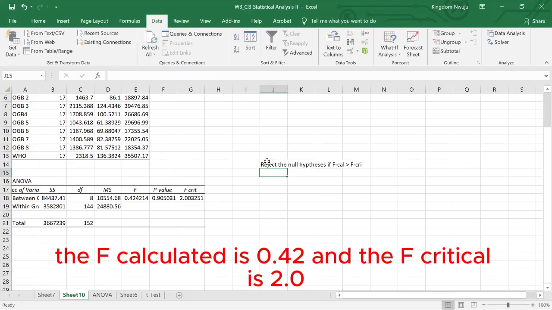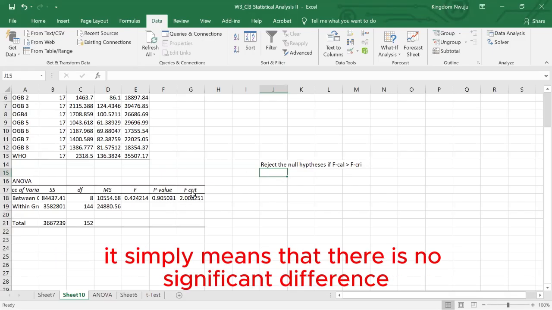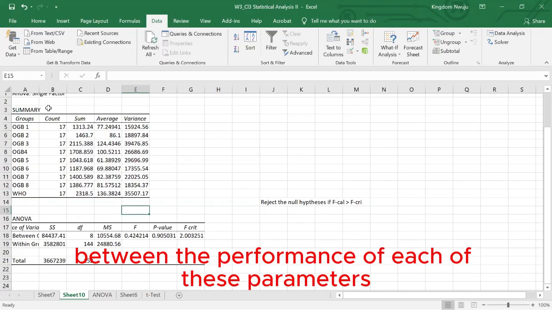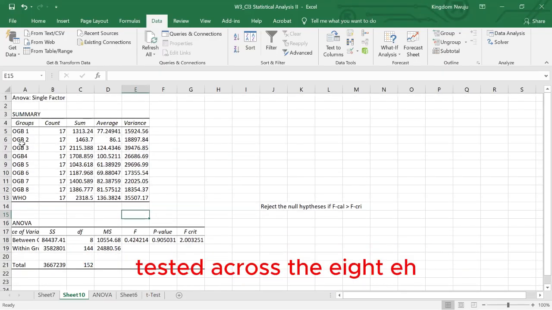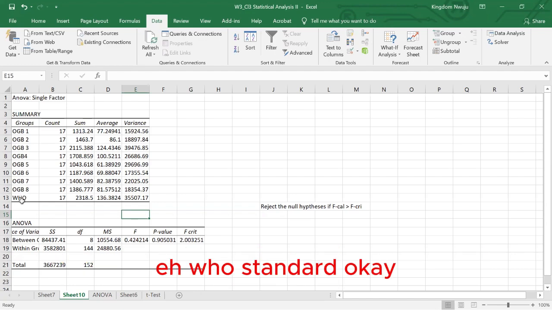What do I mean? The F calculated is 0.42 and the F critical is 2.0. So that condition does not hold. It simply means that there is no significant difference between the performance of each of these parameters tested across the 8 water samples, as well as compared to WHO standard.